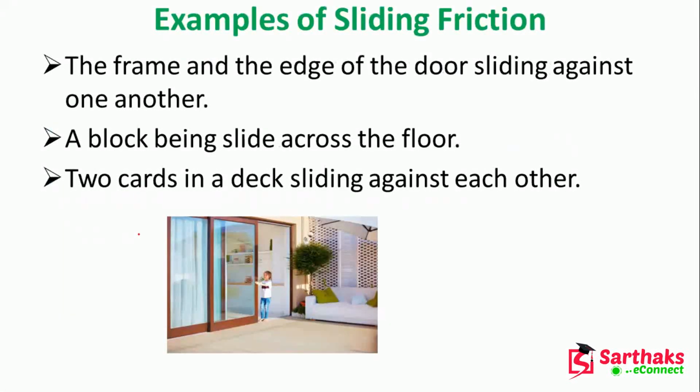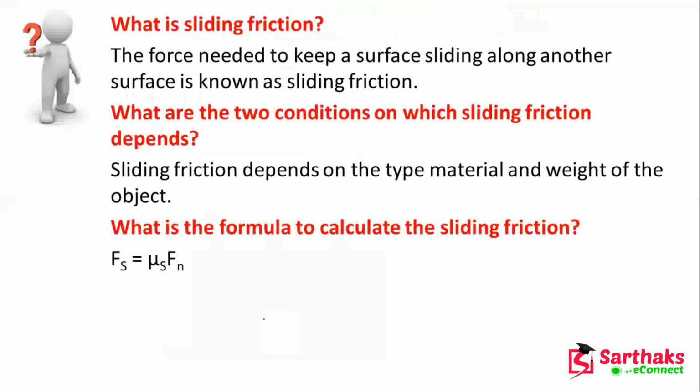Now, another example, that is the frame and the edge of the door sliding against one another. Suppose you have this door and it is sliding. So this is the surface here. You can see this is the surface that is in contact with the floor and the door. So here some sliding friction will be acting. A block being slid across the floor, two cards in a deck sliding against each other. Already I have described this in the earlier lectures, earlier slides.